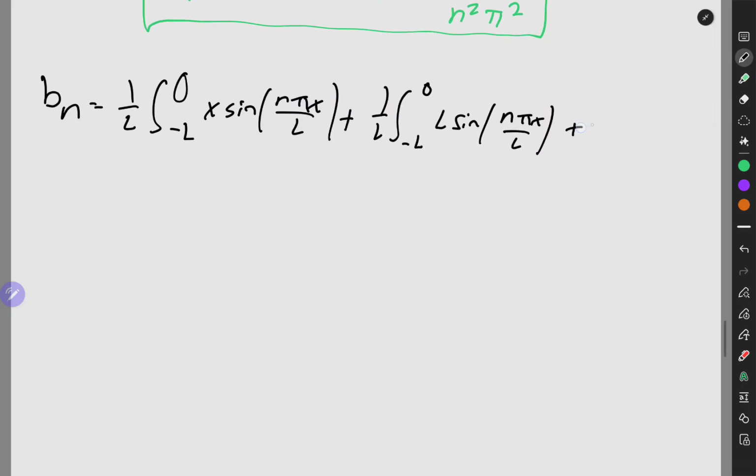And then the last term, the second half, was 1 over L, 0 to L, L times sine of the same thing, right? See, if only these were cosines, they'd be 0. But unfortunately, we have to integrate them. But they're not too hard to integrate, right? You can see here we have a lot of things that are going to cancel.